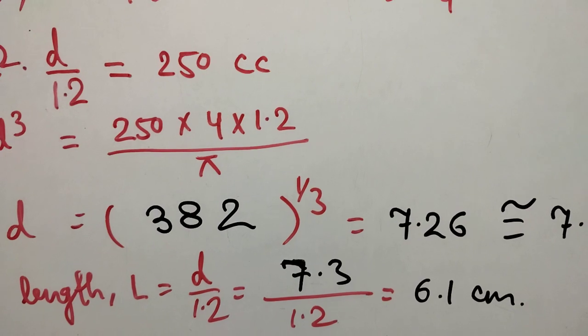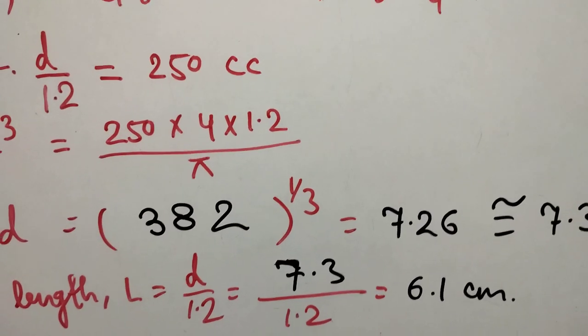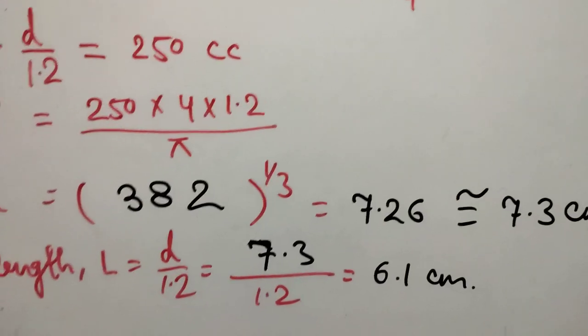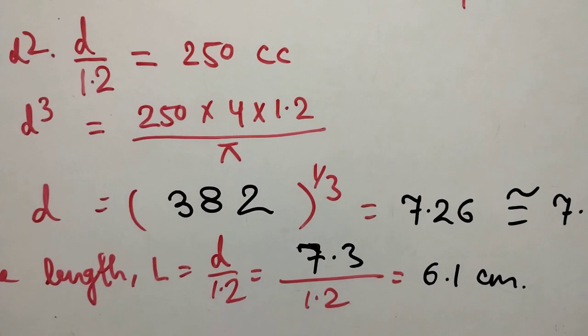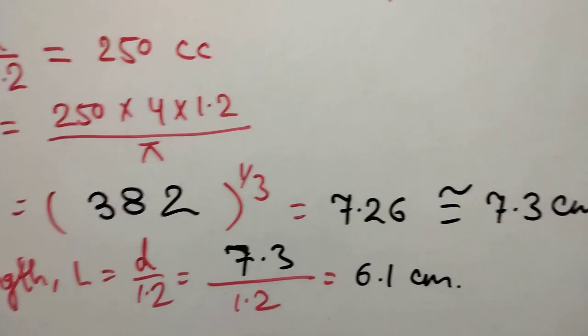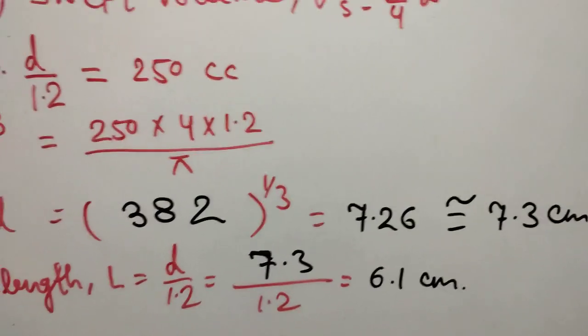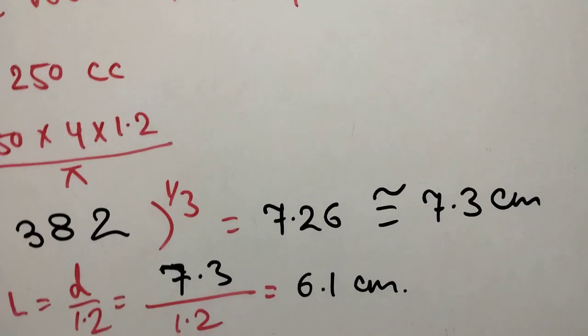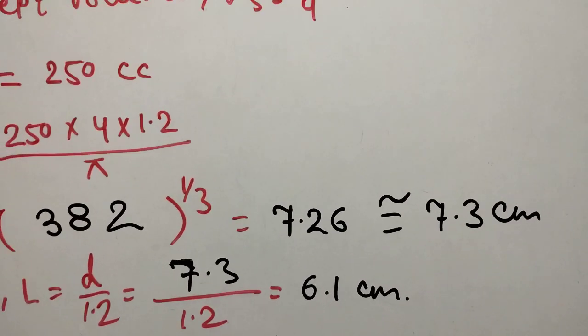Now the cube root of 382, that is 382 to the power 1 by 3. This is a cube root. This value is 7.26. We consider 7.3.